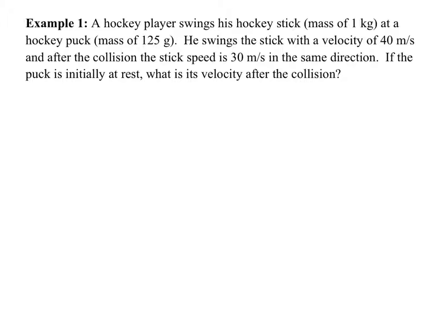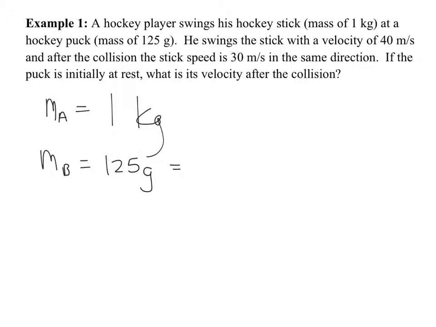So we've got an example here. Let's start by writing down our givens. We know that the mass of the stick, let's call that MA, M1, MA, it doesn't matter. Object A, we'll call the stick, and that's 1 kilogram. Object B, which is the hockey puck, is 125 grams, which is equal to, if I convert it, Katie? Okay. So we have the necessary units up now?